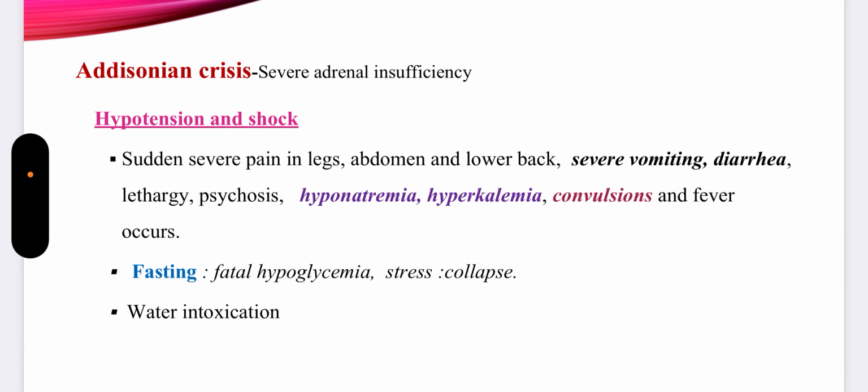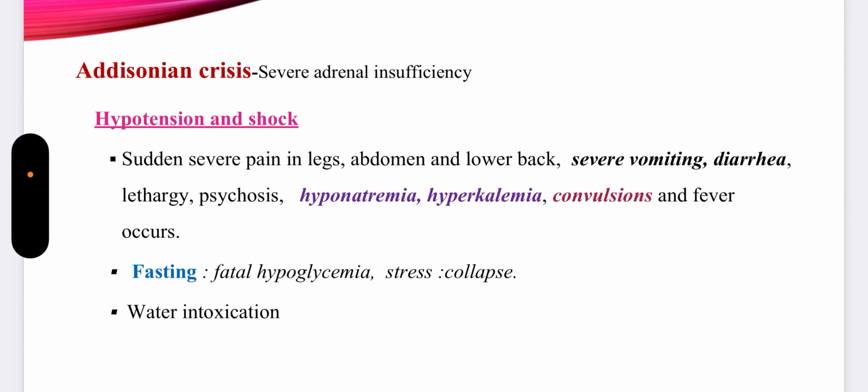Okay. Now, fatal hypoglycemia. It can occur in the fasting state or in case of stress. Collapse may also occur. Why does it happen? Because of lack of adrenal supply. Okay, person can experience water intoxication as well.